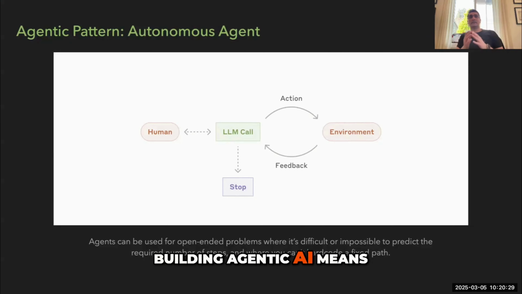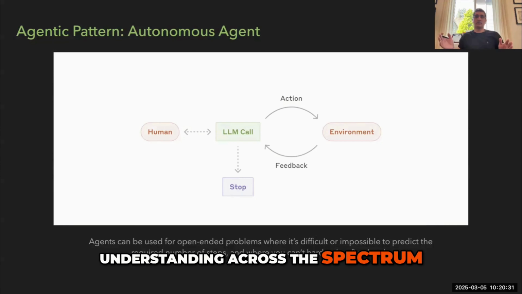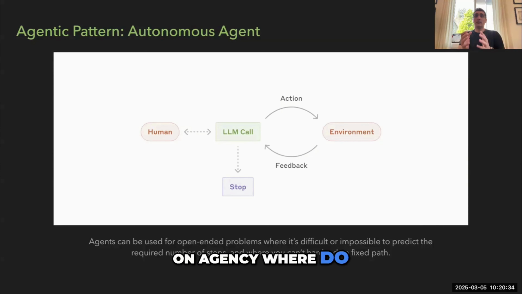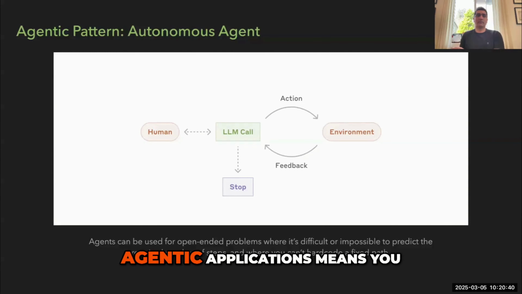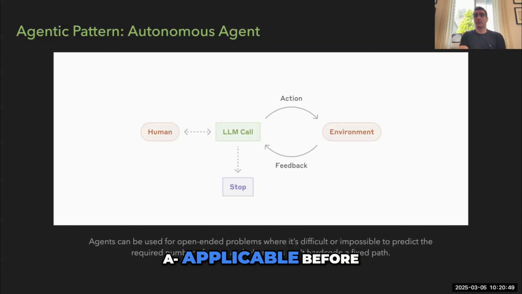Building agentic AI means understanding across the spectrum of agency, where do we want to fit in to solve a user problem. Being able to build agentic applications means you can now offer a user experience that was never applicable before. You couldn't do it without this technology.